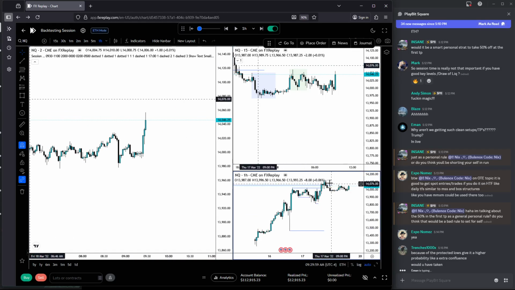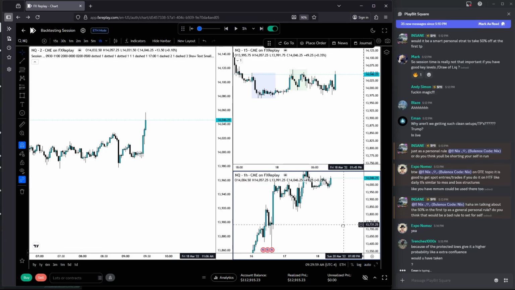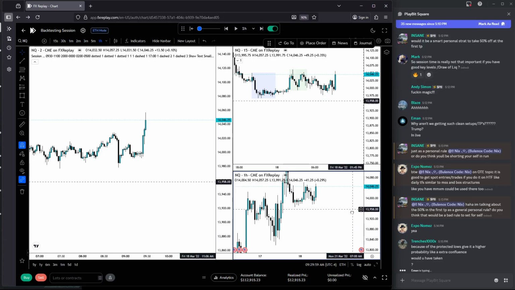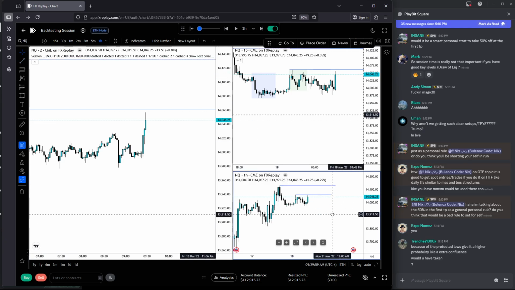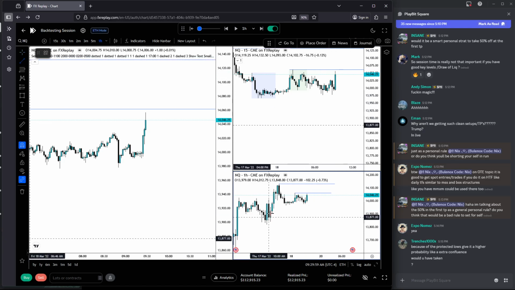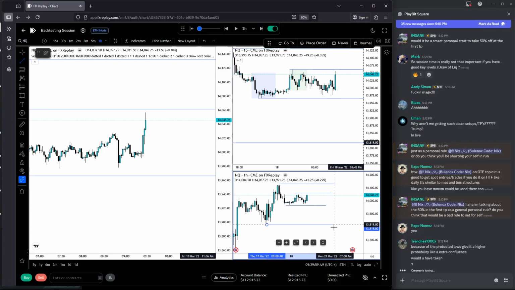Let's reset the chart. Remove drawings. Because of the extra protected lows, it gives you high probability, like confidence. Especially the draw. Nothing matters more than drawn liquidity in the market. It is the most important thing. And honestly, I don't care about SMTs. ICT himself doesn't care about SMTs.